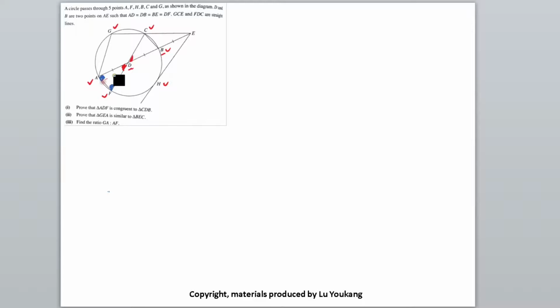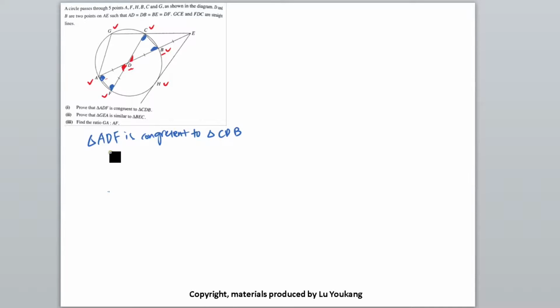Since my AD is equal to my DF, I know that this is an isosceles triangle. And also, I know that AD is equal to DB, therefore D is the center of the circle. And therefore I have already labeled in the diagram the angles in blue, they are all equal.